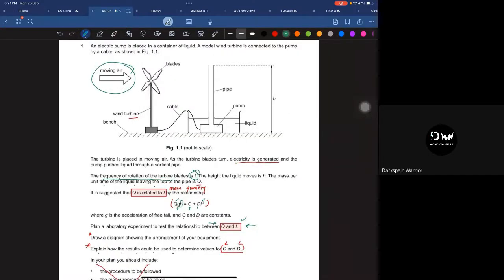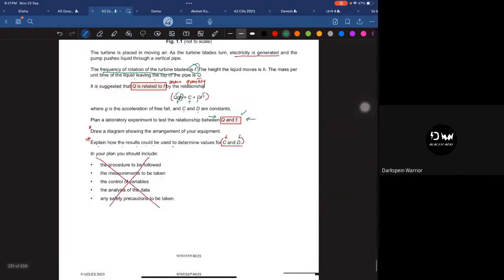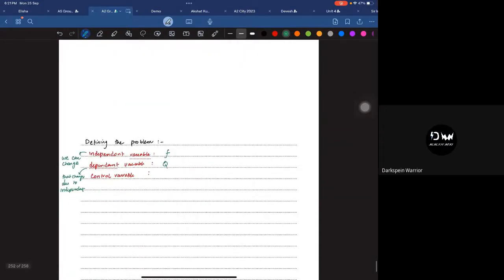So obviously, the amount of water that spills out of it should not depend on changing height. We need to make this experiment fair, so we will keep this constant. Do you guys get it? So I'm going to say the control variable will be that h should stay constant, right?